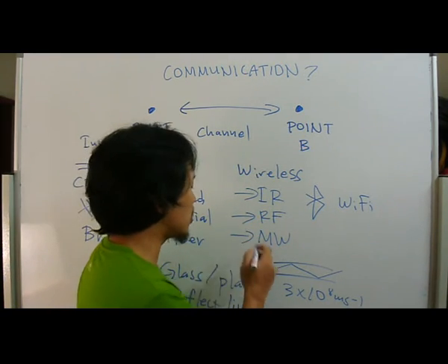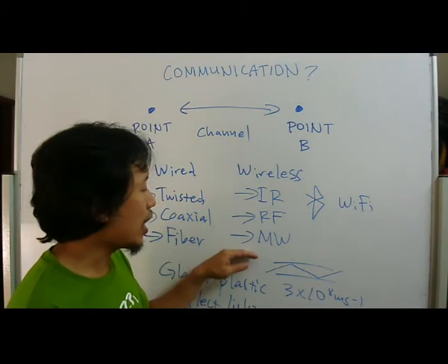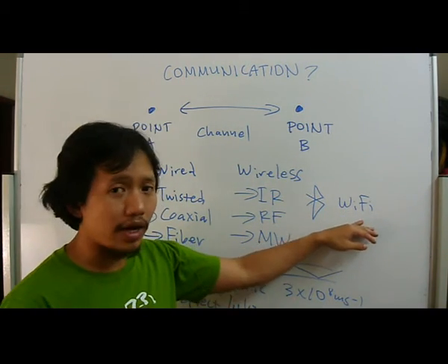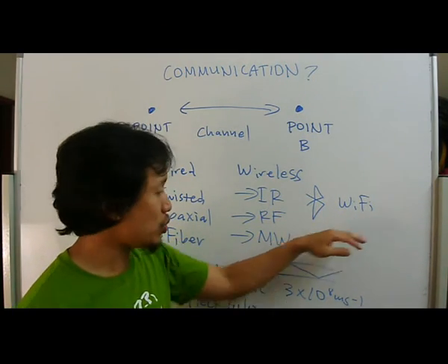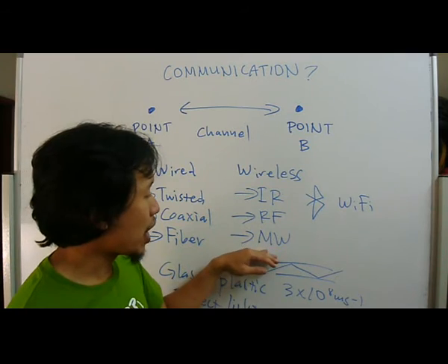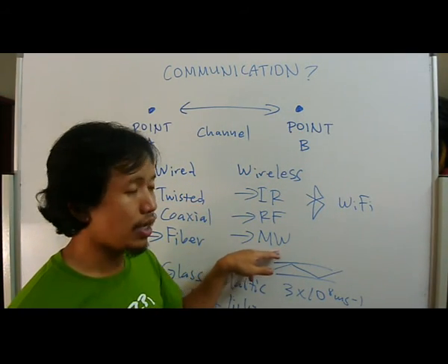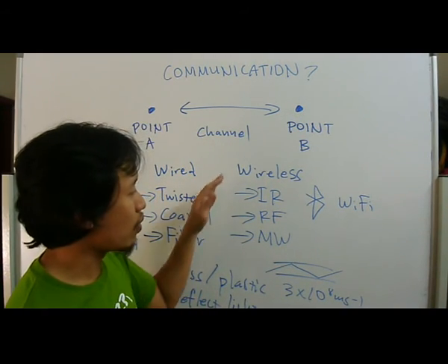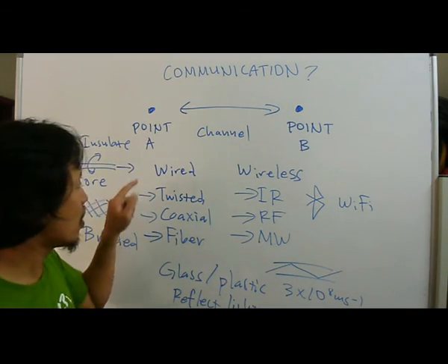Next is microwave. This is using very short wavelengths, right? And hence, the distance might go further than Wi-Fi. It might have better speed as well, right? So that is microwave. In fact, it can accommodate satellite communication, right? So these are the three different versions of wireless communication channel, and these are the three different versions of wired communications channel, right?